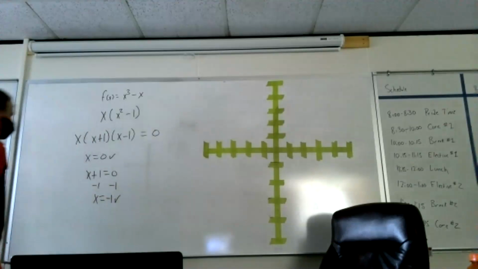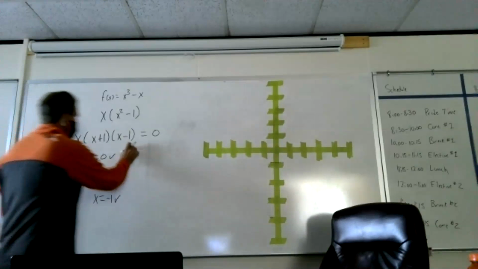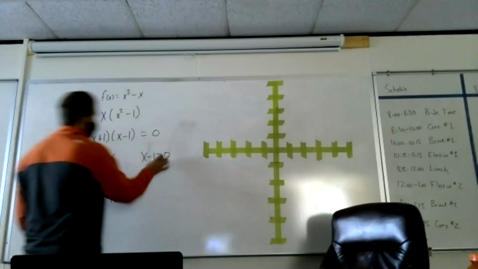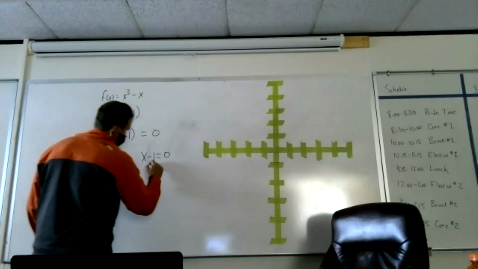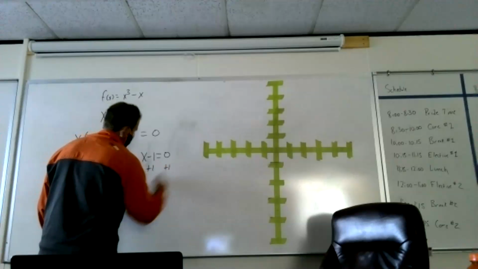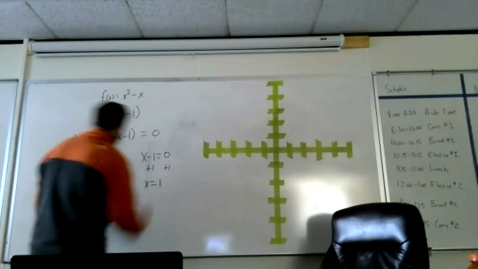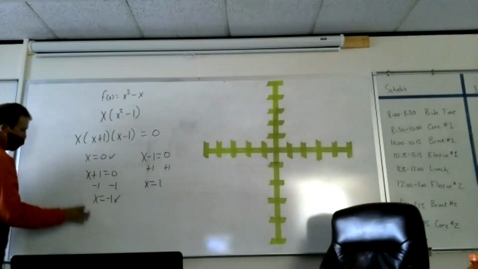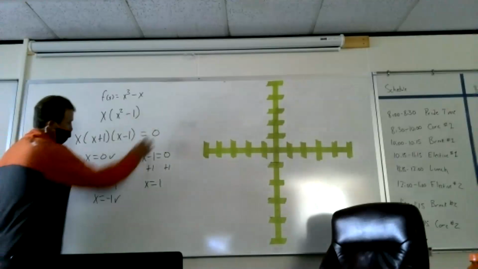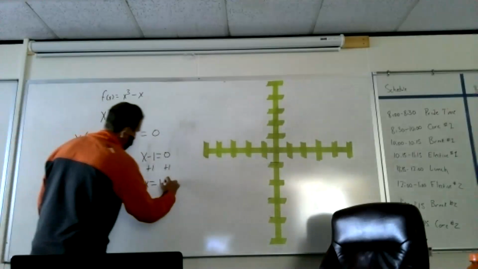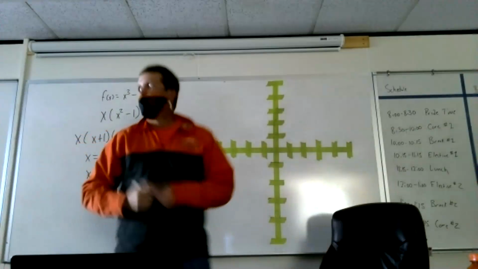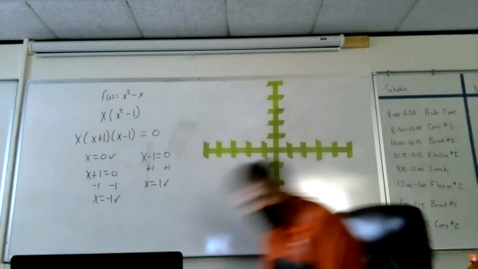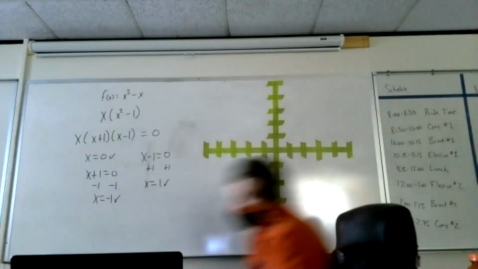And then my third one, x minus 1, if I set that equal to 0, and then isolate my variable by adding 1 to each side, I get x is equal to 1. So looking at my values, I have x is equal to 0, x is equal to a negative 1, and x is equal to 1, which are the three that I estimated. So just there, you have two different ways to solve it algebraically. This is one because it is factored.